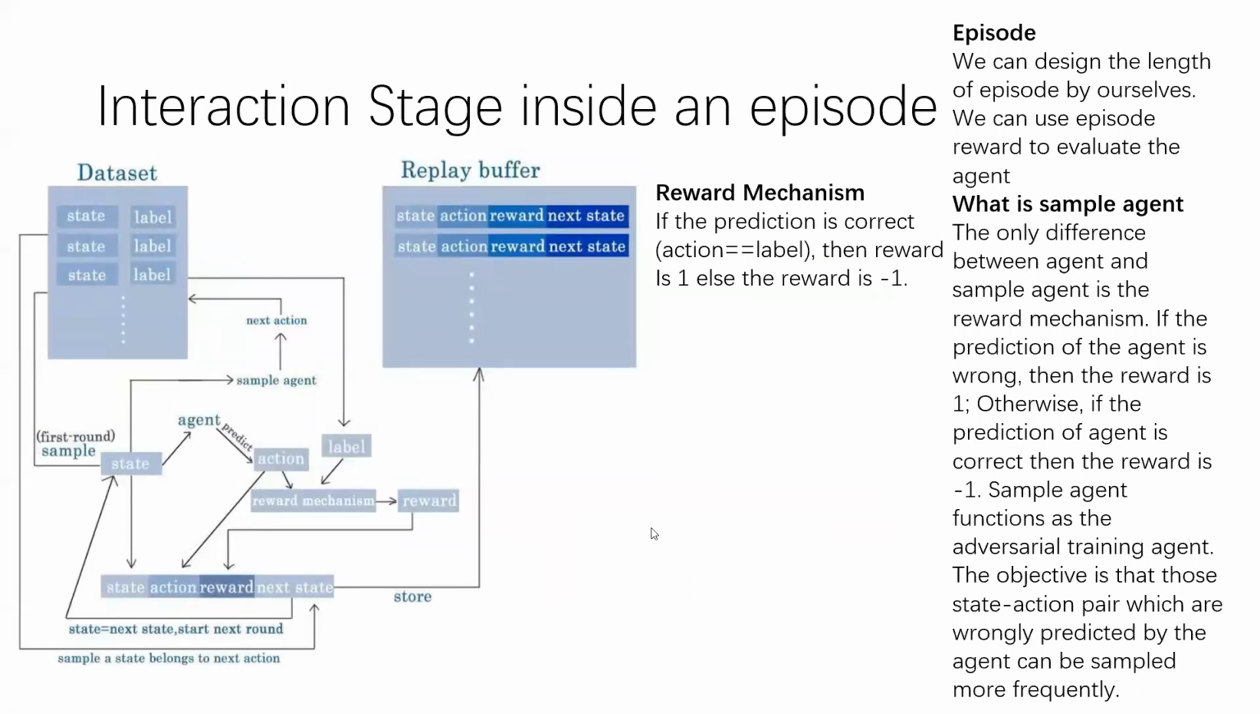So here, an introduction: what is the episode? We can decide the length of the episode by ourselves and use the episode reward to evaluate the agent. And the sample agent is a kind of adversarial training with the main agent. The only difference between the agent and the sample agent is the reward mechanism. If the prediction of the agent is wrong, then the reward is 1. Otherwise, it is minus 1. We use the sample agent in the hope that those state-action pairs which are wrongly predicted by the agent can be sampled more frequently.